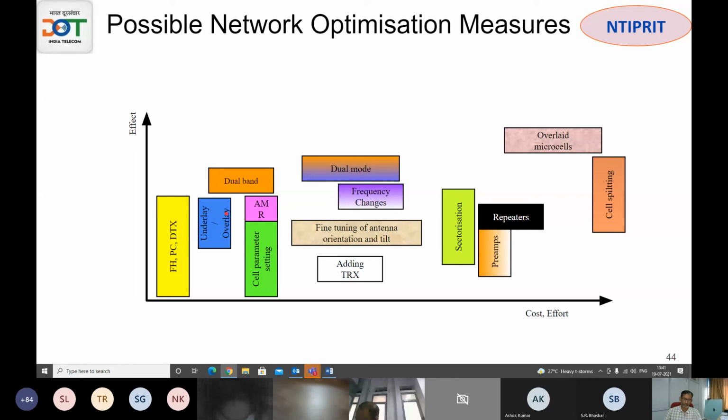You can use macro underlay overlay network. You can use multiple spectrum cells, because that itself is an investment. Then you can use AMR to improve the traffic. Then you can tweak the cell parameter, your handover threshold, every parameter in the GSM or the 3GPP family can be tweaked. And then you can use dual mode sites.